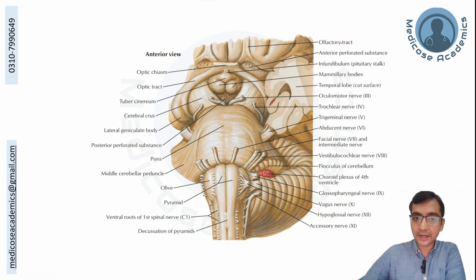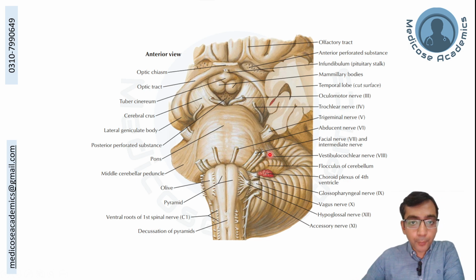6, 7, and that leaves us with the next cranial nerve, this one, the vestibulocochlear nerve, the one that carries the signal of hearing and balance from the inner ear. From the pontomedullary junction, there are three cranial nerves, 6, 7, and 8, from medial to lateral.